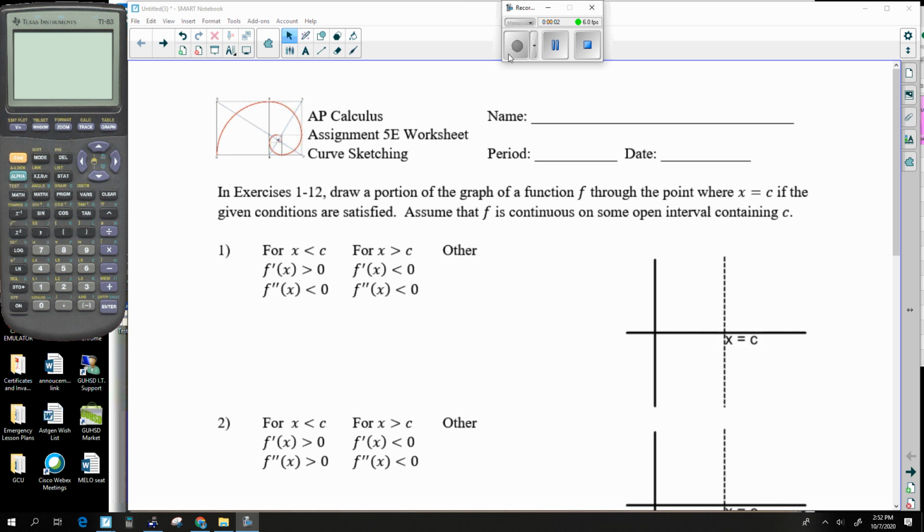All right, here we go. This is assignment 5E. This is a worksheet. This is all pretty much trying to understand, do you understand derivatives and second derivatives? Do you kind of see what they apply or see what they don't apply? That sort of idea.